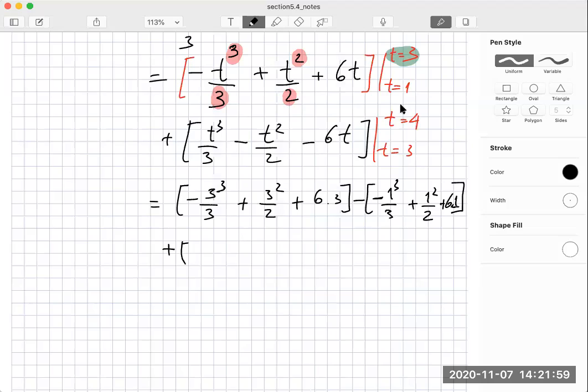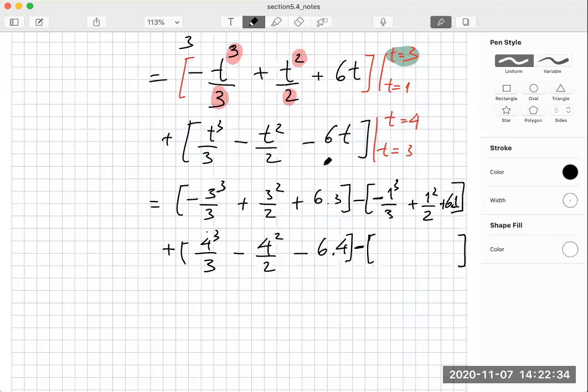Sure. All right. So the first one I think is 4 cubed over 3. Very good. Plus 4 squared over, or minus 4 squared over 2. Be careful here. There's a negative sign, right? So it would be negative 4 squared over 2 and minus 6 times 4. Very good. And subtract the, now open the bracket, right?